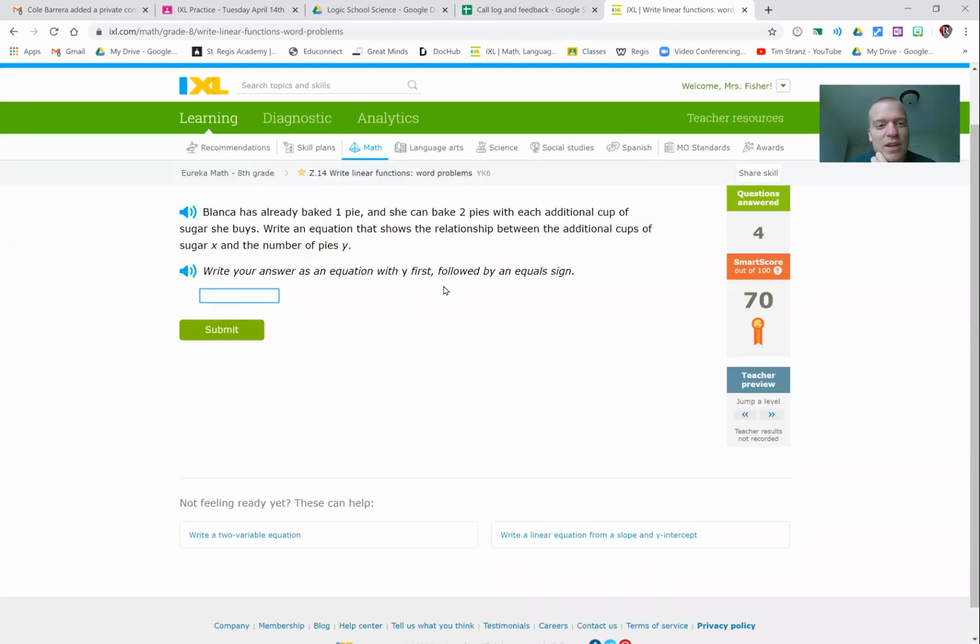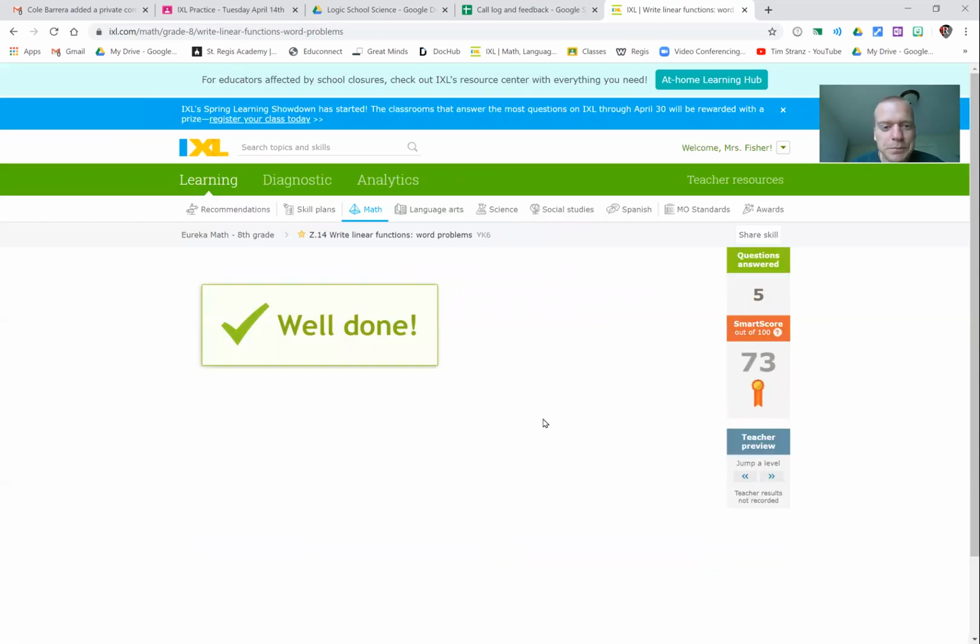Blanca has already baked 1 pie, and she bakes 2 each, right? There's your slope, each. Okay, so y equals 2x plus 1.